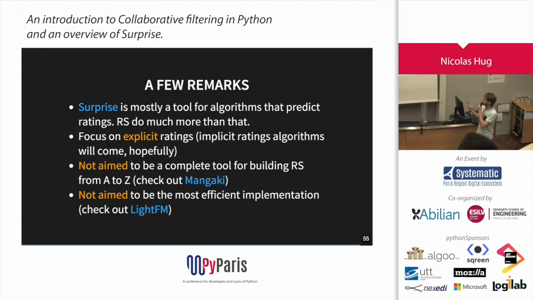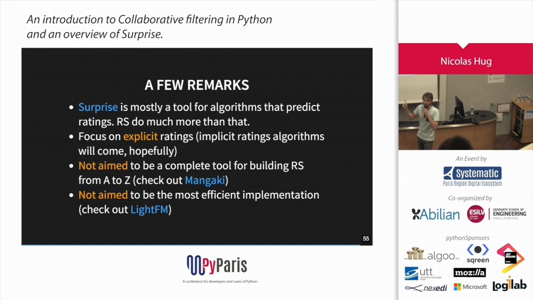Okay, so just a few remarks. Surprise, as I told you, is mostly a tool for prediction algorithms, for algorithms that predict ratings. I often get asked, hey, can I use that in my prediction system? Honestly, I don't know. If you're predicting ratings, it will be helpful. If you're not predicting ratings, it will not be helpful. I would recommend you take a look at MangaKey, which is made by Jiljen here, which is a good example of a real production-ready recommender system.